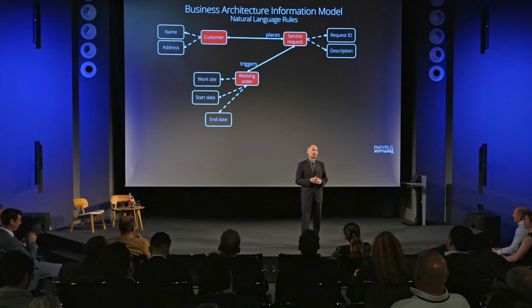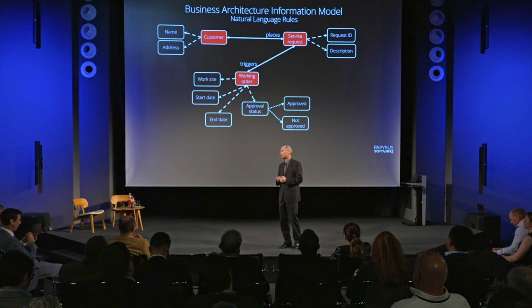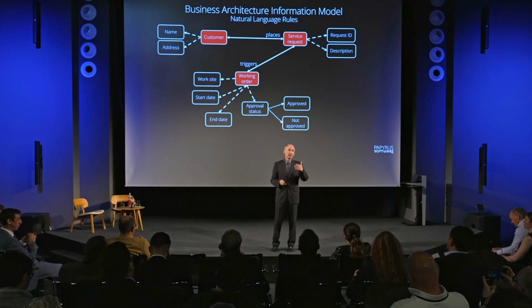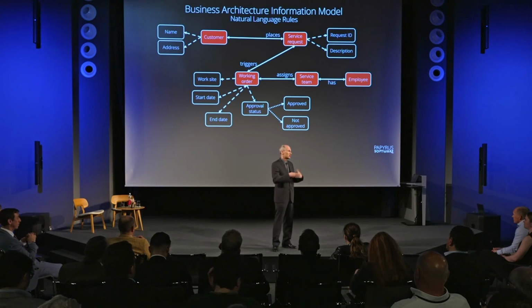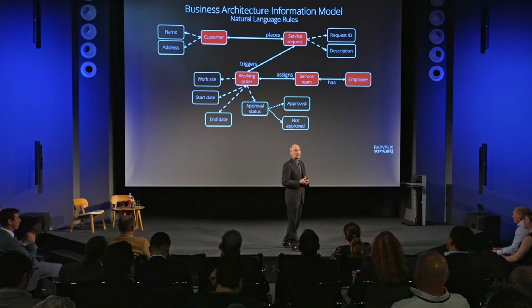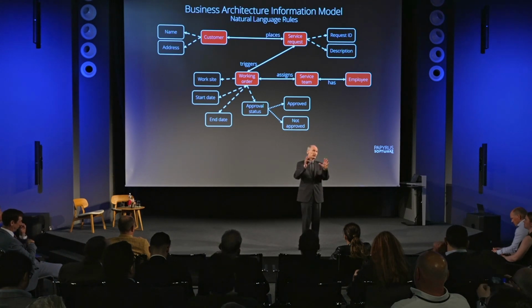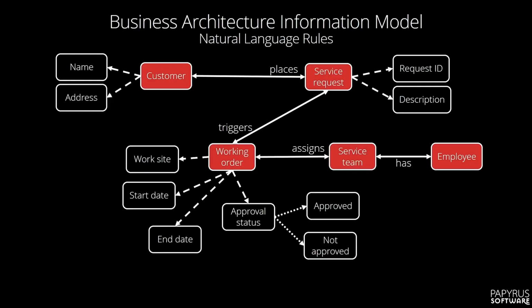Again, the working order has certain properties like where do you have to work, when do you have to start, and of course, whether this work was approved or not. So you also define the approval status as part of your business terminology. And in the end, you need to assign a service team, and then each service team has to have a couple of employees working at that site. So that's a simplistic, but I think still very realistic scenario of defining an information model in business language.